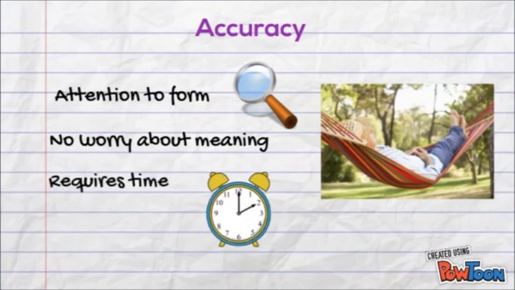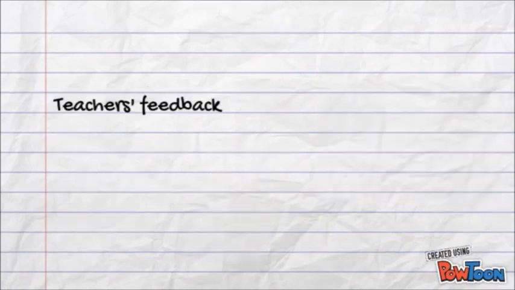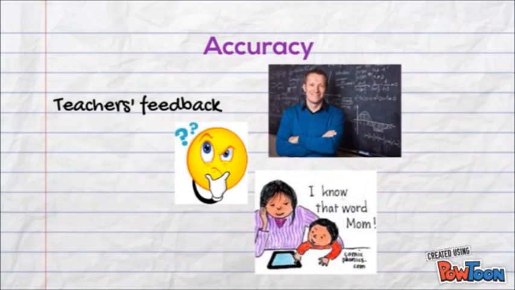It requires time, of course, because you need to know all the rules, all the words, you need to know everything, so it demands time. Intelligible, of course, because if you are accurate, you are intelligible. People can understand you easily. Also, it needs the teacher's feedback for you to know if you are doing well or not, if you are making mistakes, what mistakes you are making. So you need the teacher's feedback.